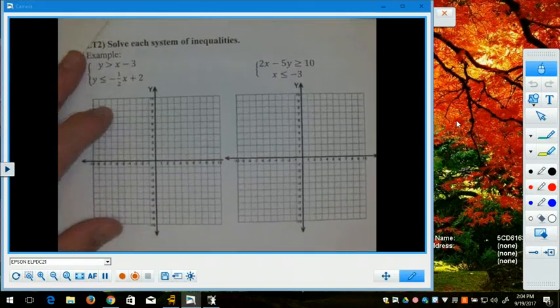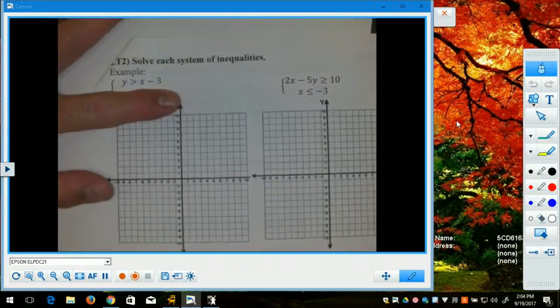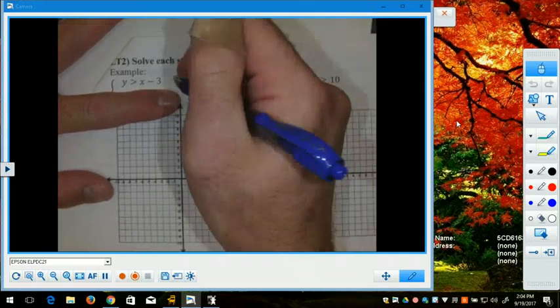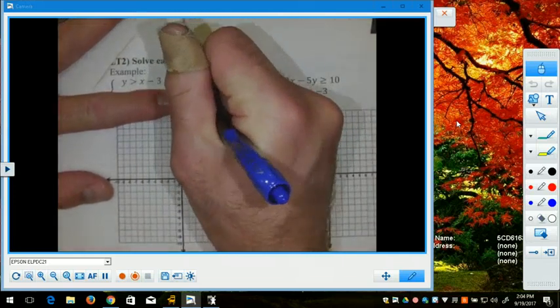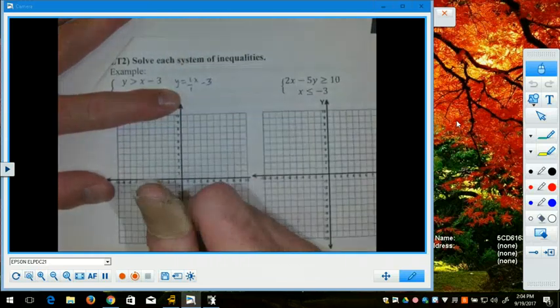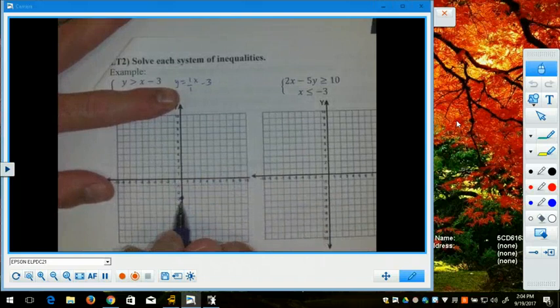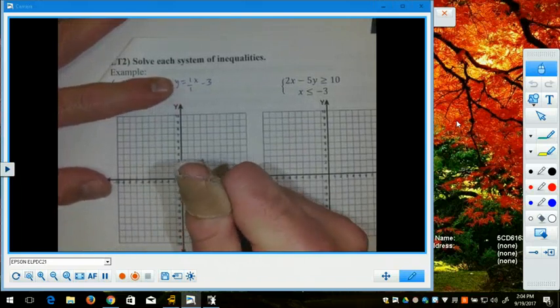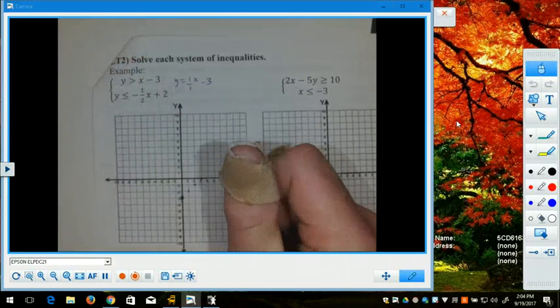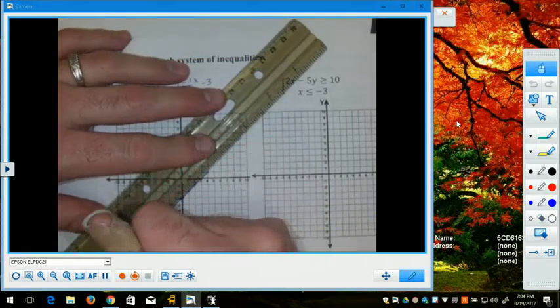All right, in our first one, we're going to graph this first one. I'll graph that one in blue. It says y is greater than or equal to x minus 3. It is in slope-intercept form, so when I find my points, I'm going to look at my slope of 1 over 1 and my y-intercept at negative 3 to plot the points. So from the y-intercept of negative 3, I'm going to go up 1, right 1, up 1, right 1, and continue that pattern for all of my points.